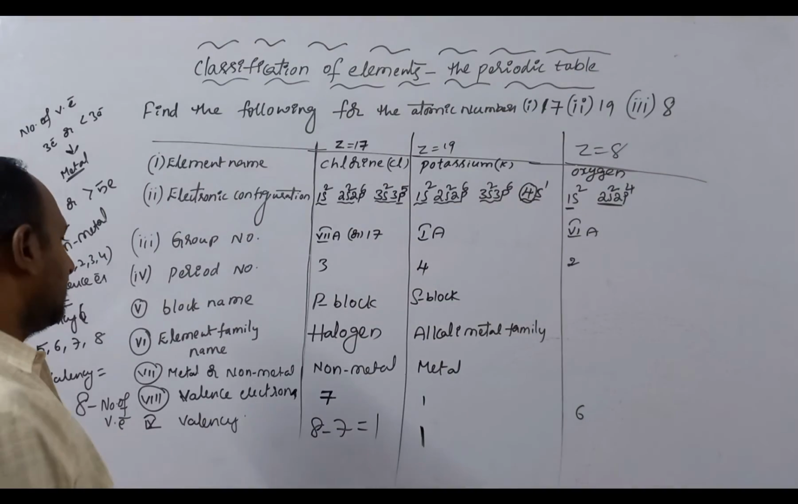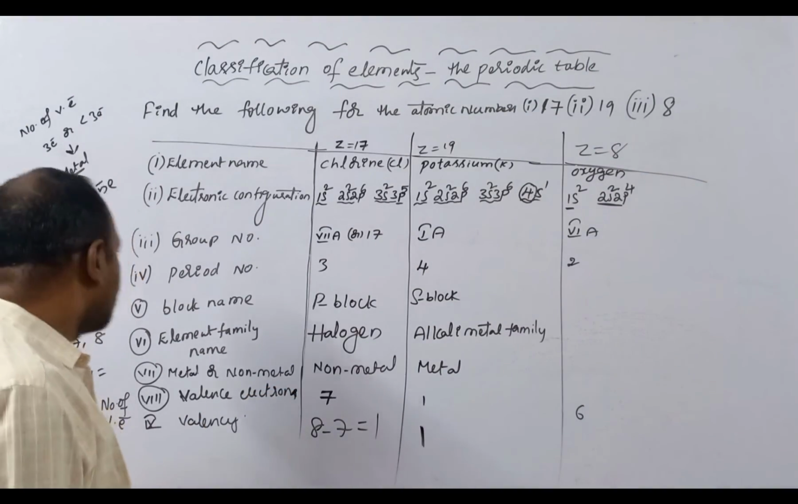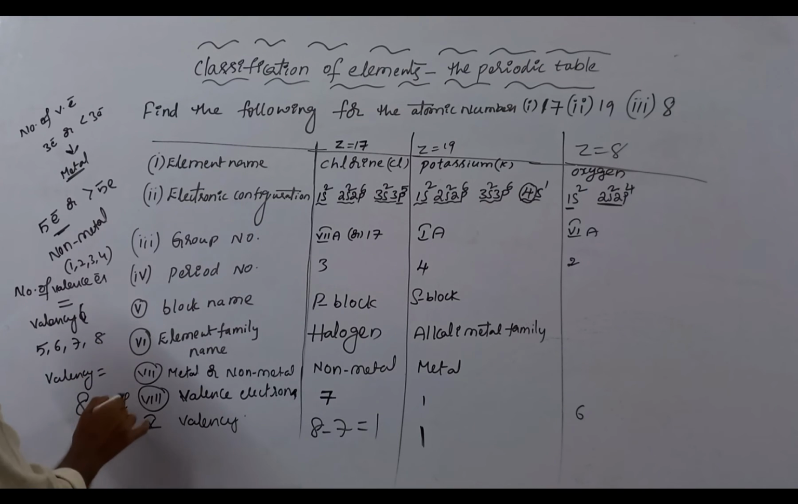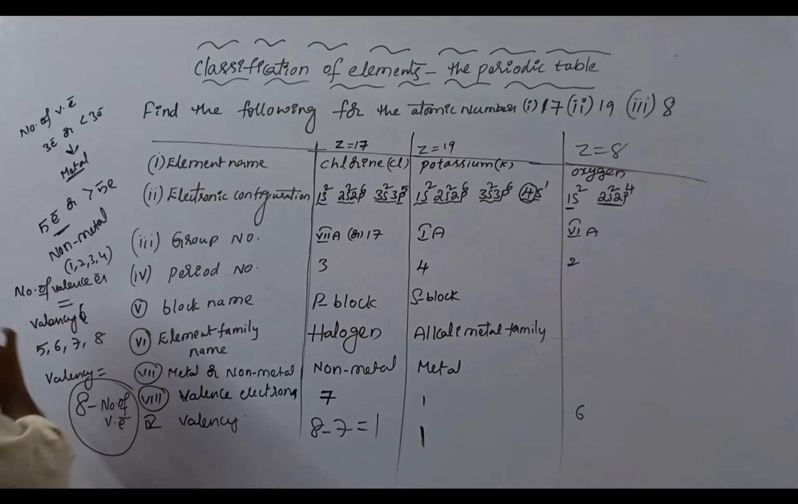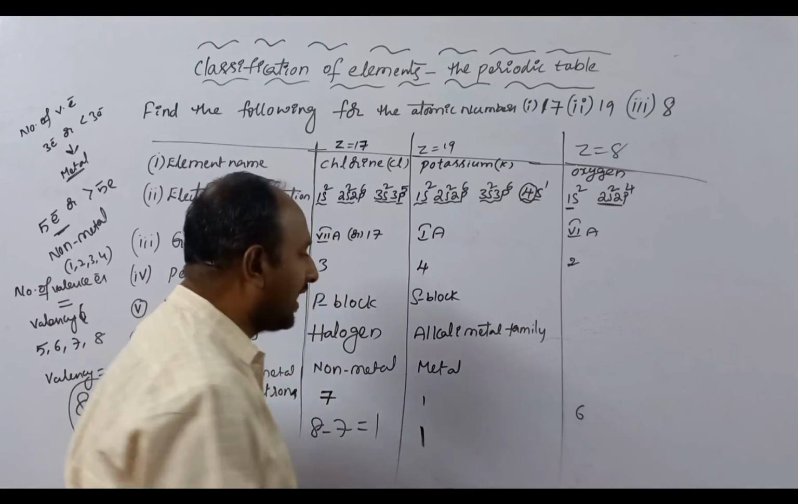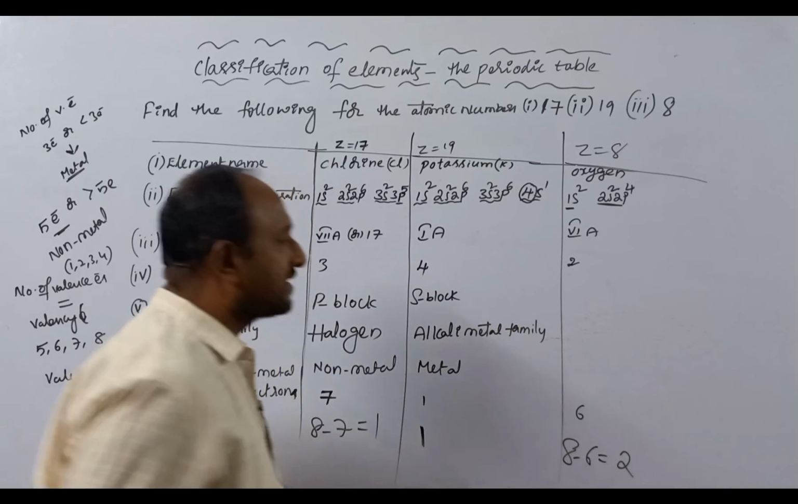And its valency, what is it? Here we say when the number of valence electrons is 5 or 6 or 7 or 8, to find valency we have a formula: 8 minus number of valence electrons. Number of valence electrons for oxygen is 6, then valency equal to 8 minus 6 equal to 2. So valency of oxygen is 2.